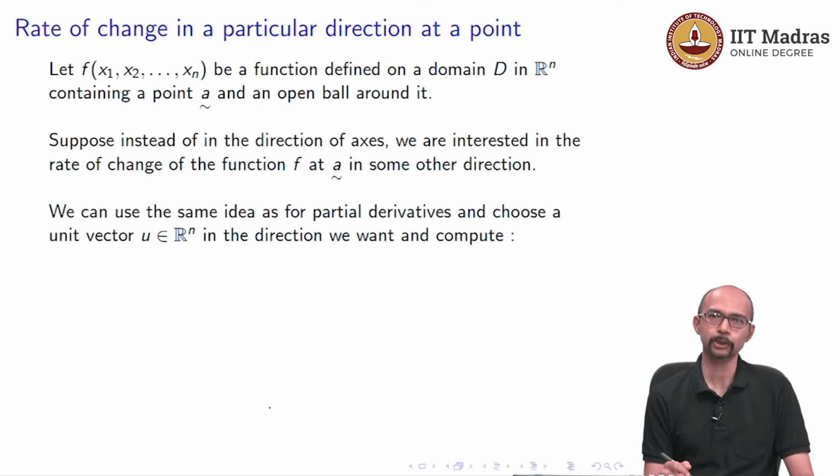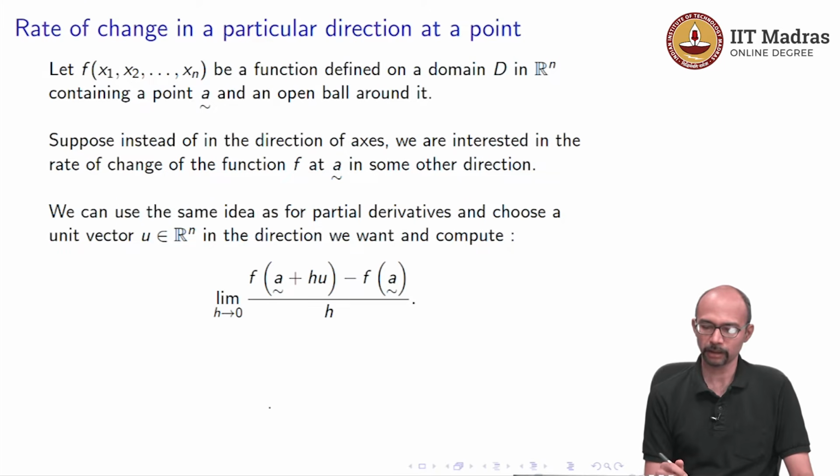So, instead of e1, e2, ..., en, if you have some other direction, not a direction of the axis, then we can take a unit vector u in that direction, and then we can compute this number: limit h tends to 0 of f of a tilde plus h times u minus f of a tilde, divided by h. When we want the direction to be the direction of the axis, we use the e_i's. If it is some other direction, you choose a unit vector in that direction, and then you do the same thing that you did earlier.